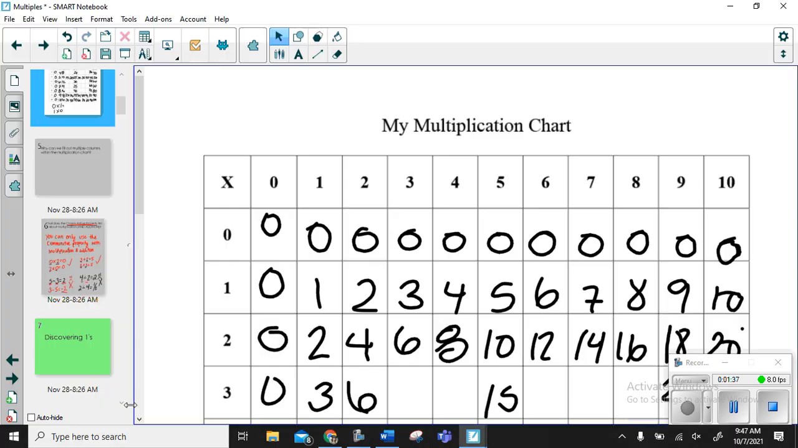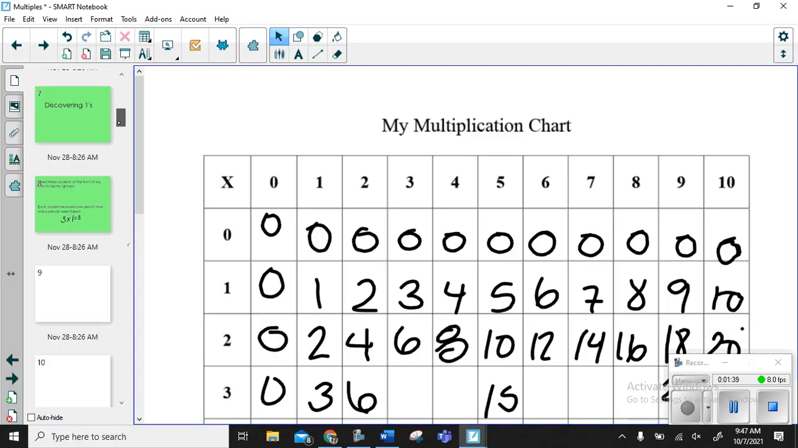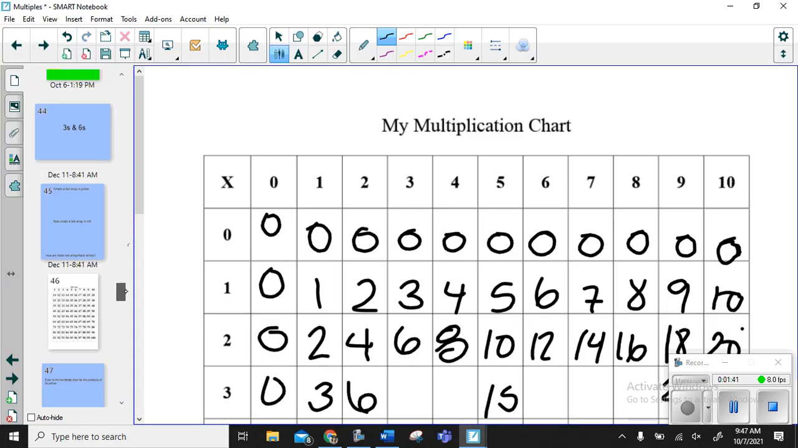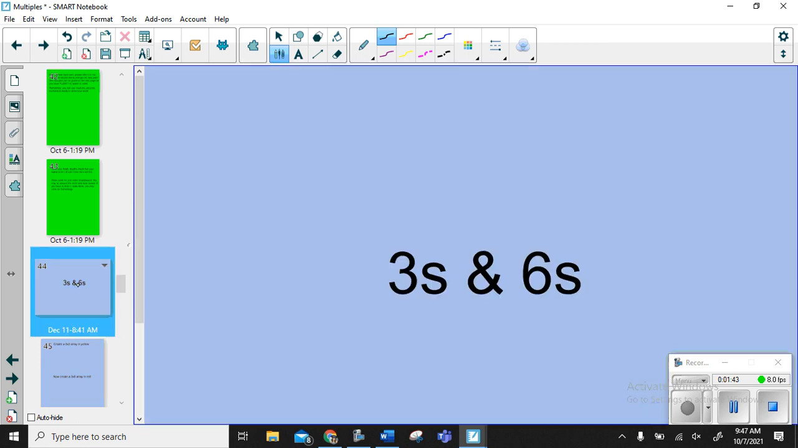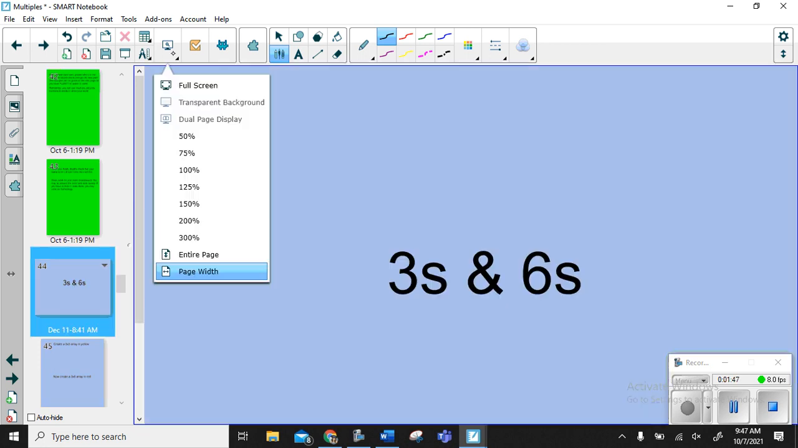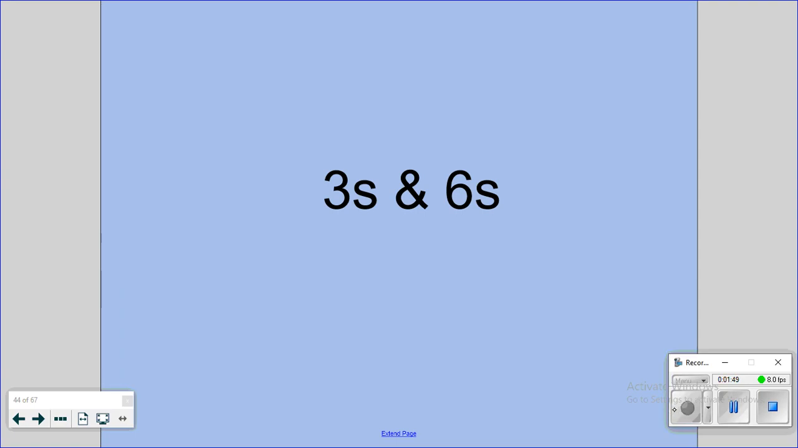Alright, so we're going to continue with our 9s, please. Not our 9s, sorry. We're going to continue with our 3s and 6s. On the board it said we're going to use counters, but we're not going to use counters. We're just going to draw in our notebooks today, just because we're a little bit behind where I wanted to be, and it's just going to be a little bit easier. Okay?